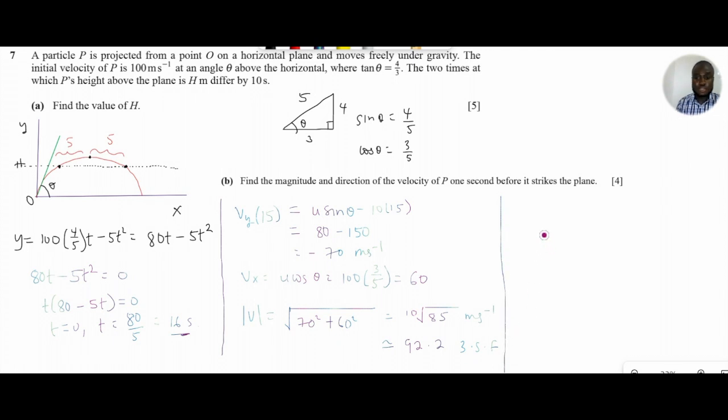Let's look at the direction of that velocity. So tan of alpha equals to, tan inverse of 7 over 6 is approximately 49.4 degrees, correct to 1 decimal point. And this is below the x-axis, so we can state it as the direction is 49.4 degrees below the x-axis or below the horizontal.